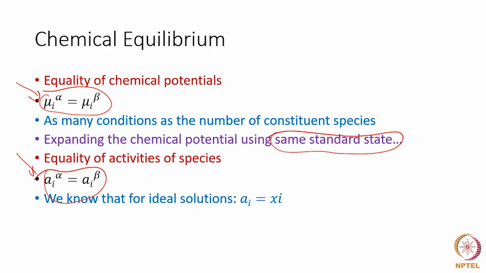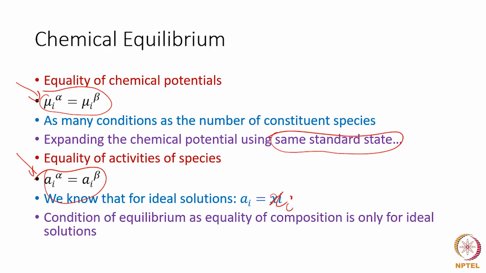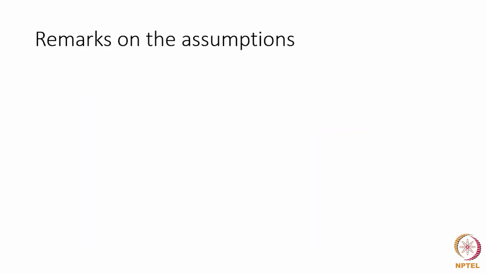So here I have a small correction. Activity is nothing but the atom fraction of the species i itself, and therefore we can actually write the condition of equilibrium as equality of composition, but of course that's only meant for ideal solutions. So this is where the difference comes. For regular solutions and for solutions which have significant deviation from ideal behavior, the condition of equilibrium could be a little different.